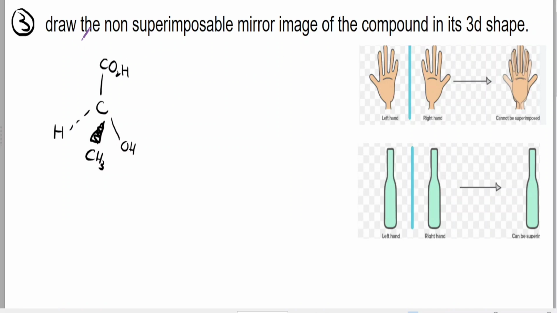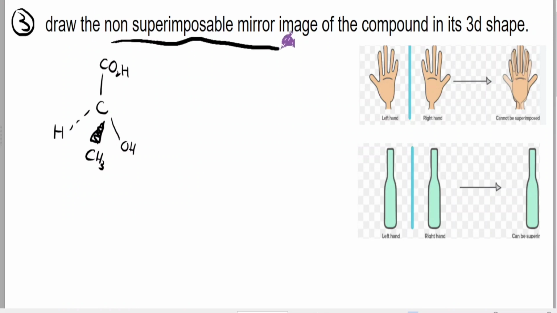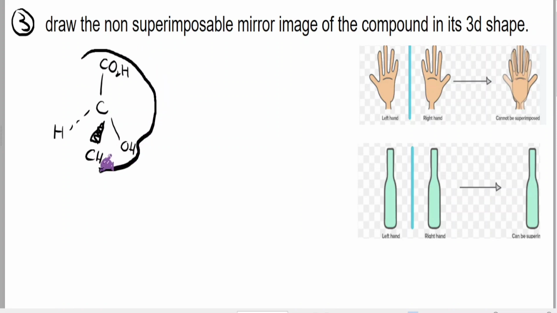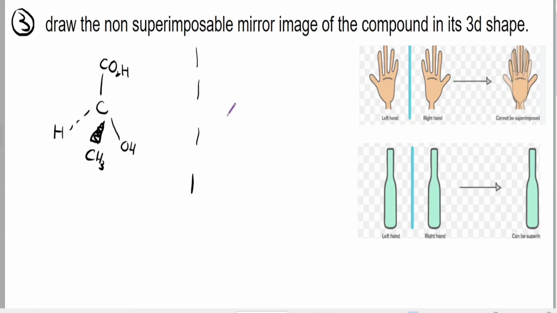Now, the final step in forming an optical isomer is that I take the 3D image, which is this right here, and I draw the non-superimposable mirror image of the compound in its 3D shape. What do I mean by this confusing sentence? Well, I drew this 3D shape. So I will make an imaginary mirror right here, and I would replicate this. I will simply take this and flip it so that the 3D compound that I draw right here is mirrored.